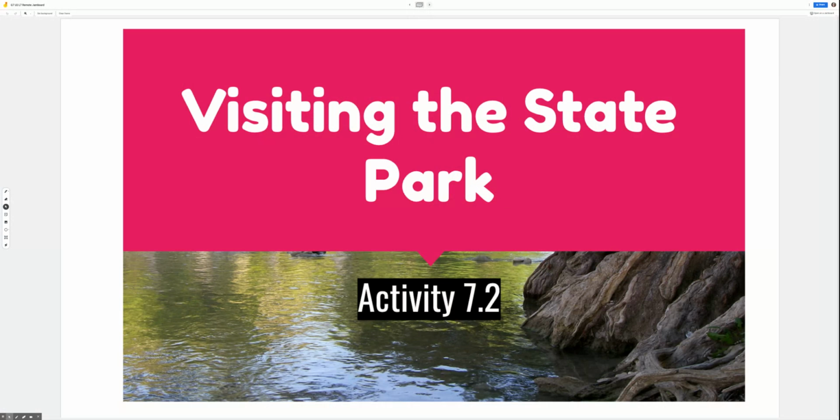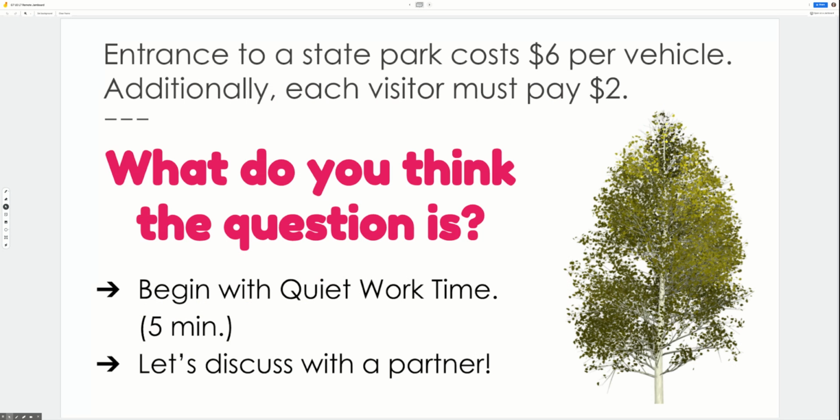So let's get into today's lesson. The first activity is going to be visiting a state park, where we're going to have vans or vehicles of people, where each situation we get a cost of $6 a person, and then $2 per person going in. And here it says, what do you think the essential question would be? Essentially, I really think, as we know, for going into a park, how much is it really going to cost us to get in?